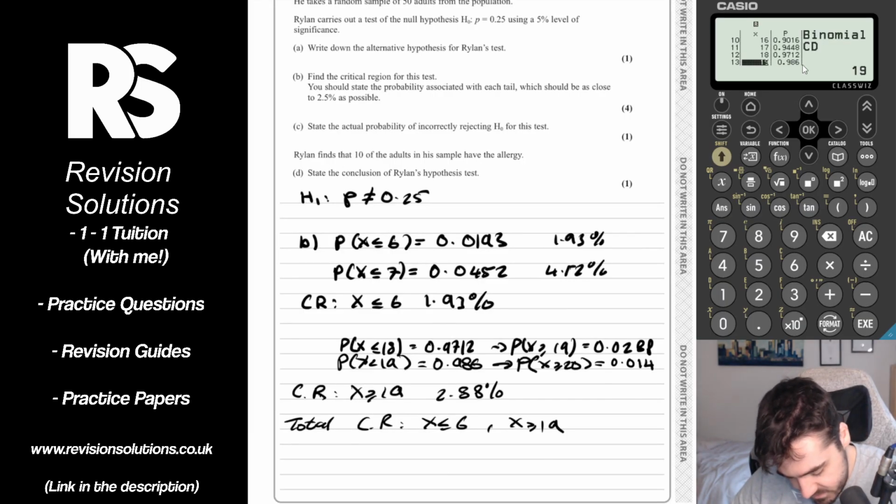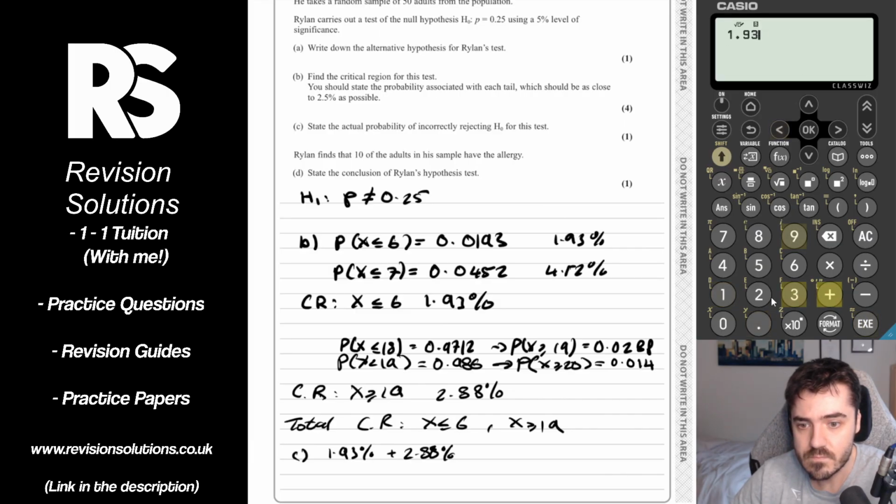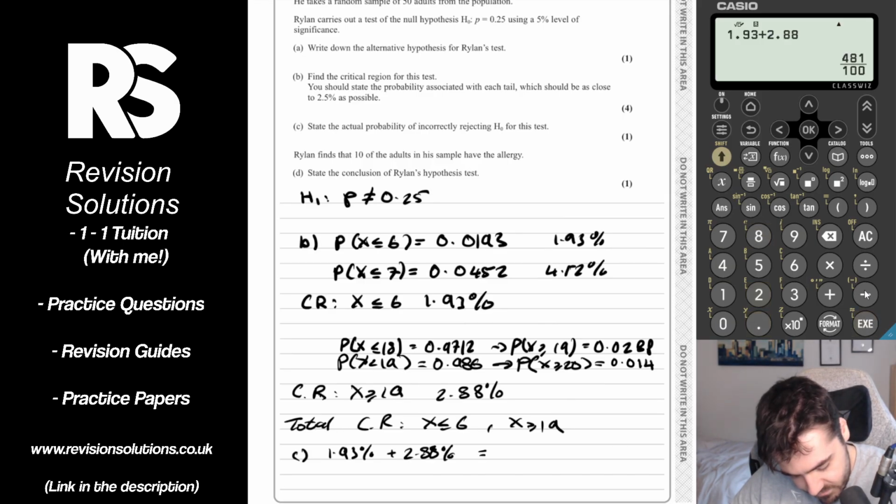So part C would be our 1.93% plus the 2.88%. If we go and calculate that, 1.93 plus 2.88 is 4.81%.